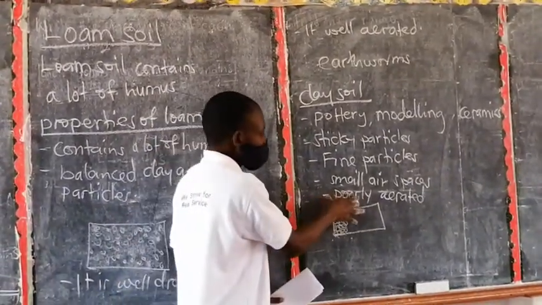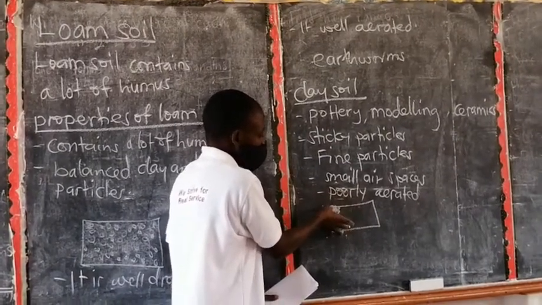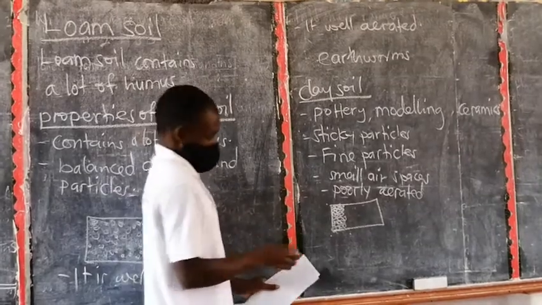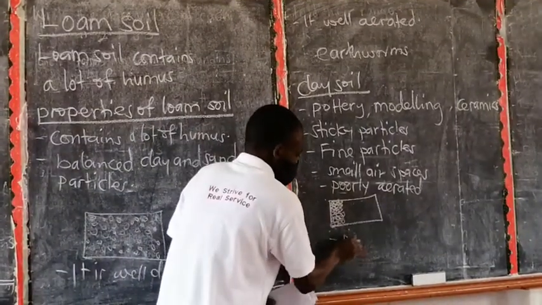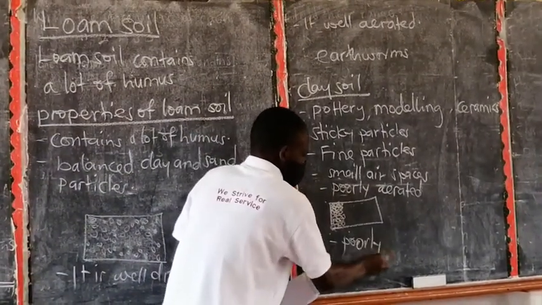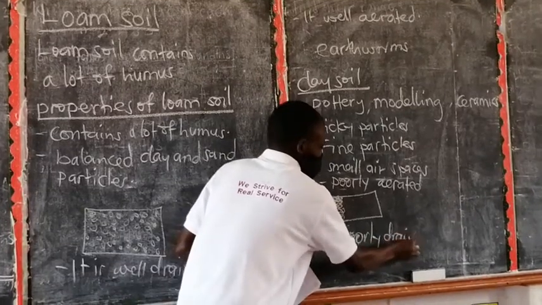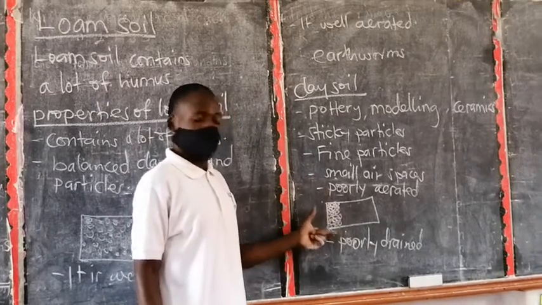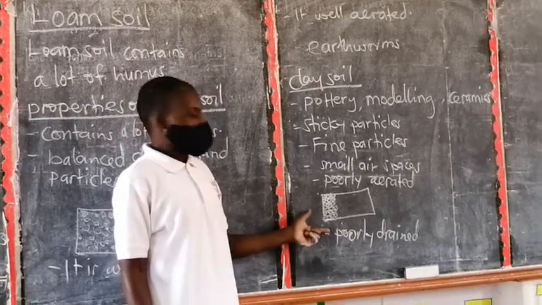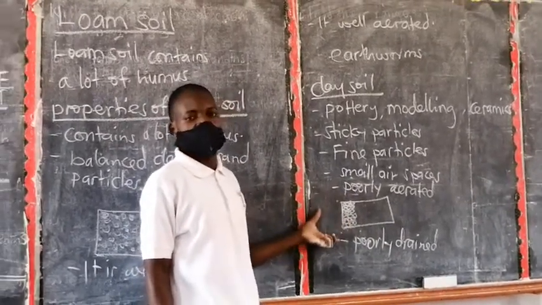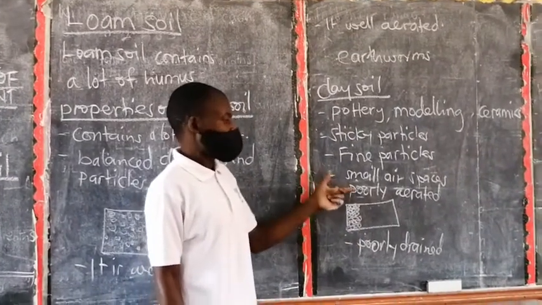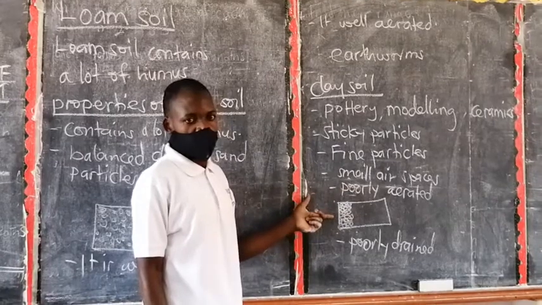So this is poor aeration, and the small particles which are closely packed together also lead to poor drainage. So it is poorly drained. Clay soil has a poor drainage pattern. We cannot plant things in clay soil because it has poor drainage. Then it also has poor aeration.